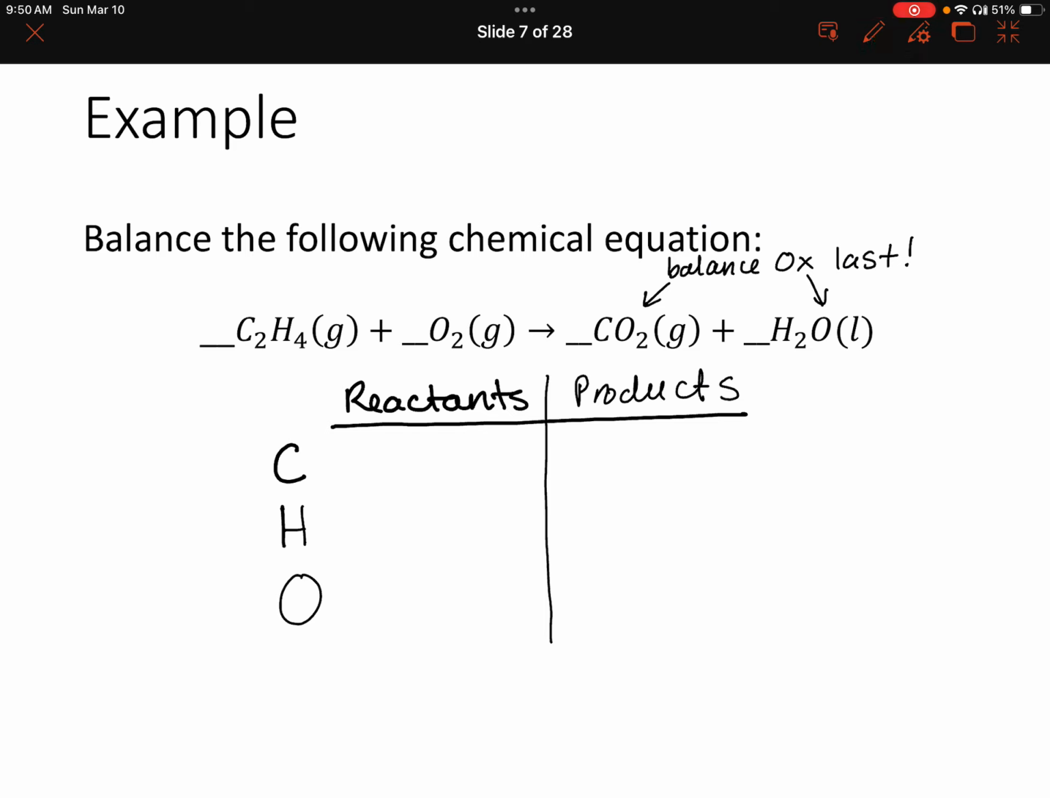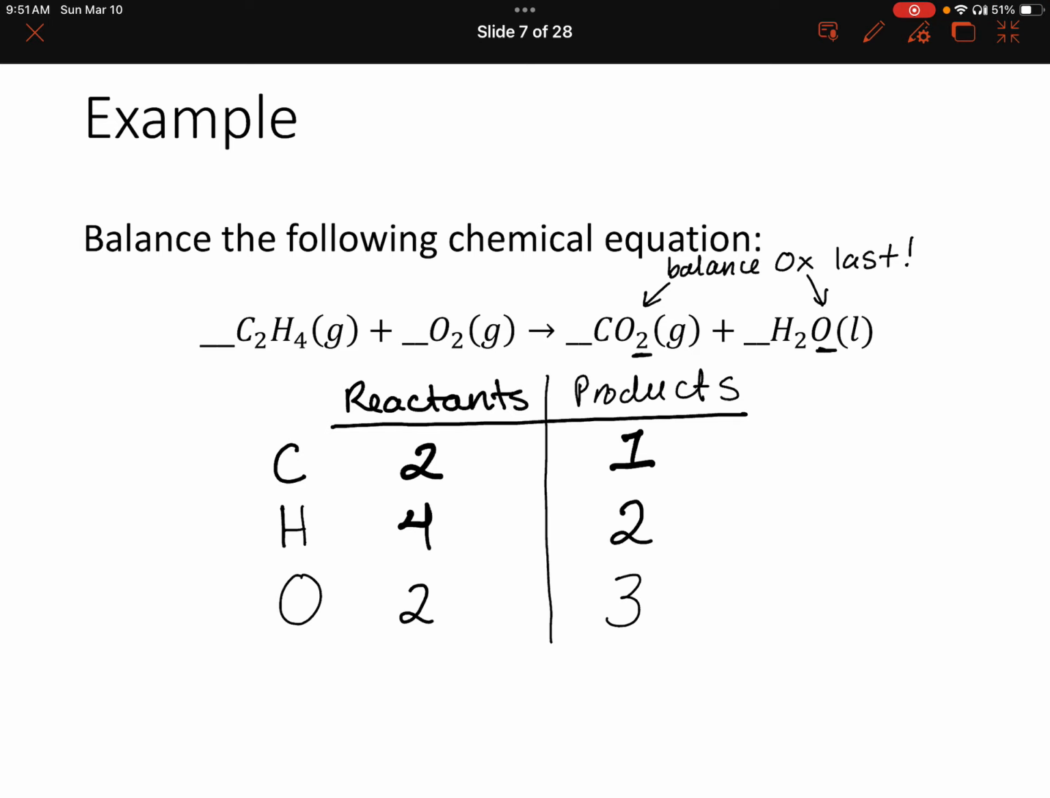Looks like we have 2 carbons in the reactants and only 1 carbon in the products. We have 4 hydrogens in the reactants and 2 in the products. And we have 2 oxygens in the reactants, and we have 1, 2, 3 oxygens in the products. So that's a little tricky.